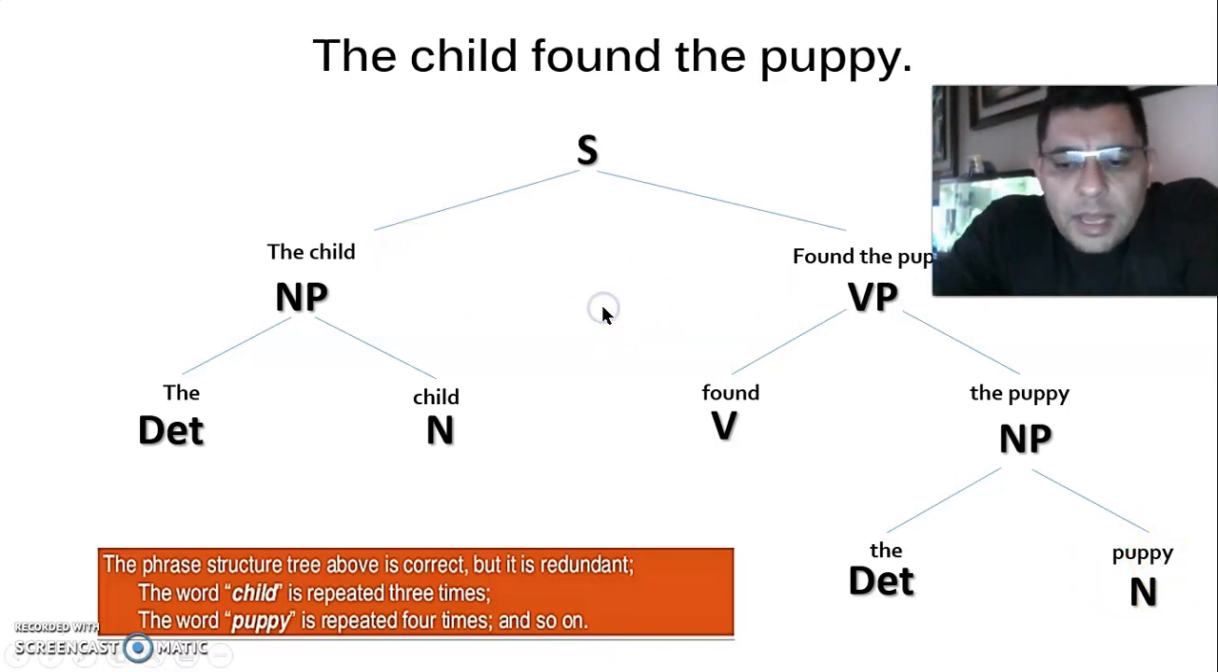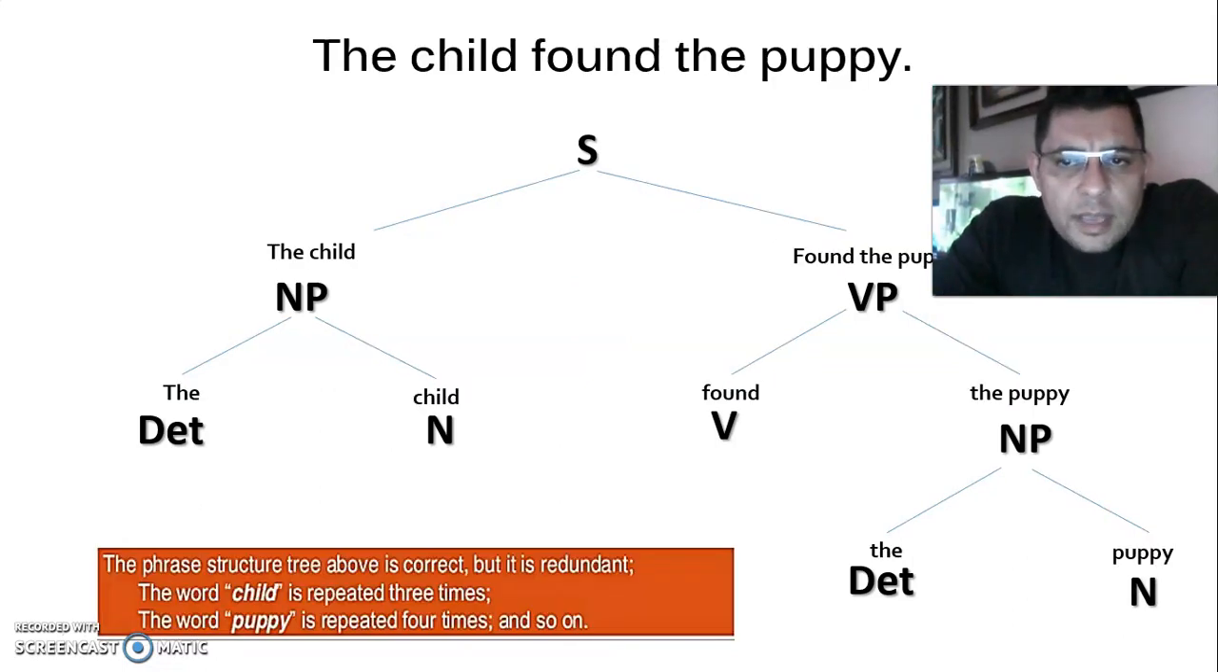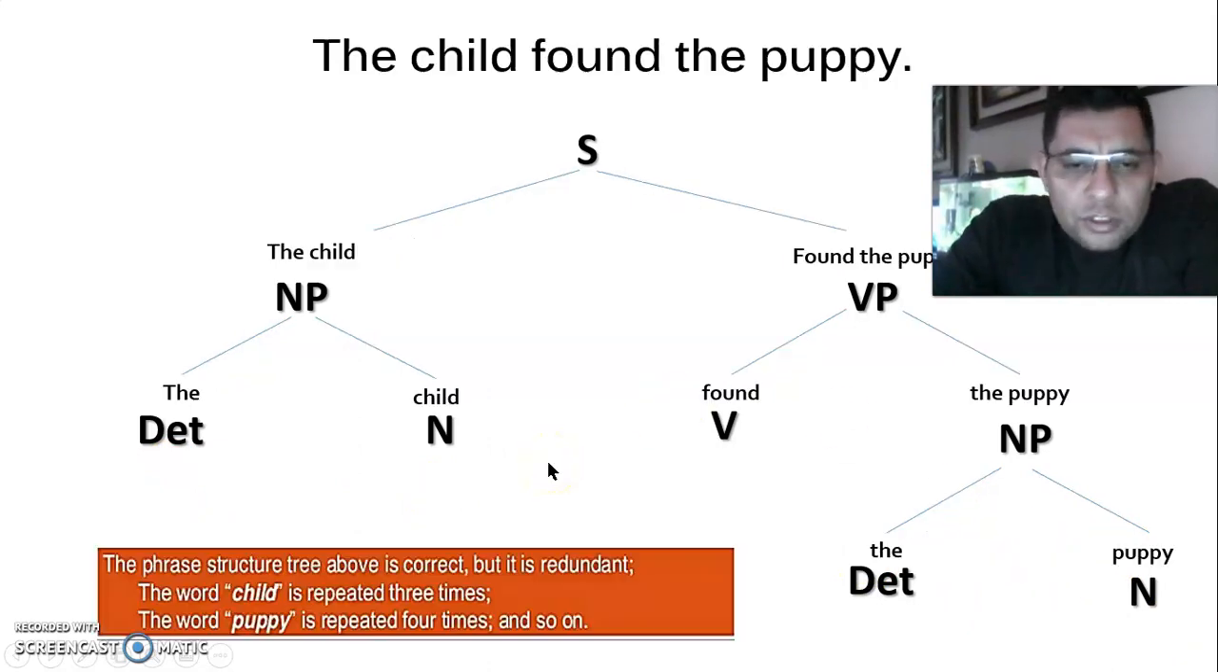If you compare this analysis with this analysis, the difference is that in this first example, I am writing again all the information in every single letter that I have in the diagram. But in the second one, I only wrote the sentence at the end of my analysis. What does this mean? That in morphology, if you read here, the phrase structure tree above is correct. This is correct, but it is redundant.